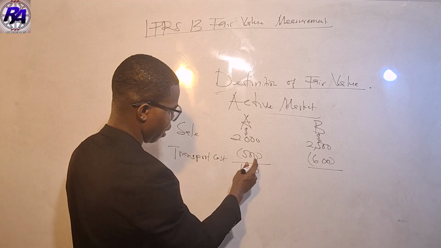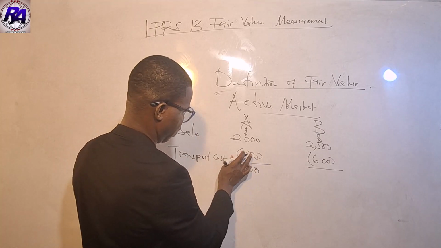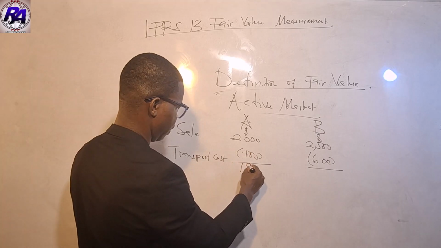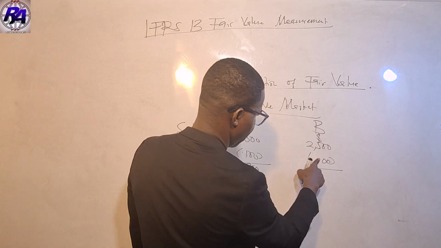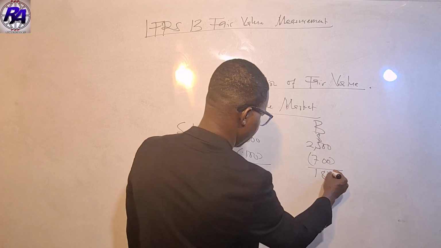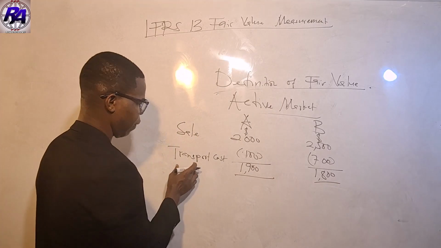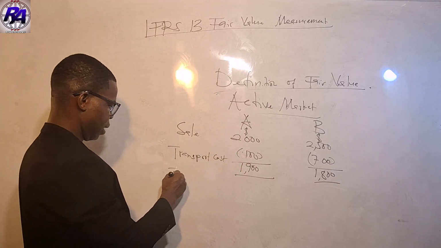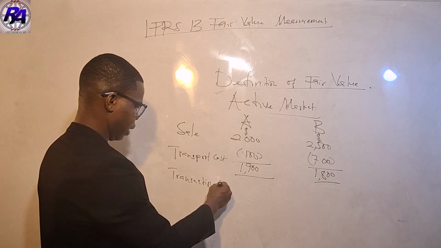So let me make this transport cost 100, so that we can get here to $1,900. And then this one, let me rather make it 700, so that we can get here to $1,800. So we are having a net after taking away our transport cost. Now let's look at the transaction cost over here.